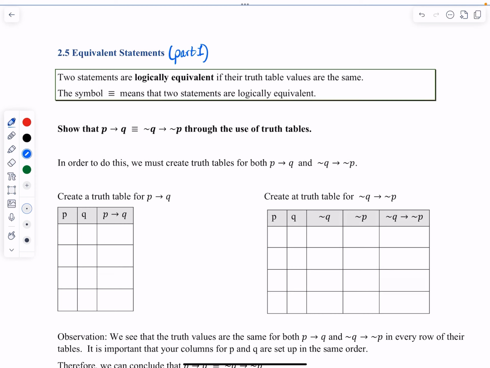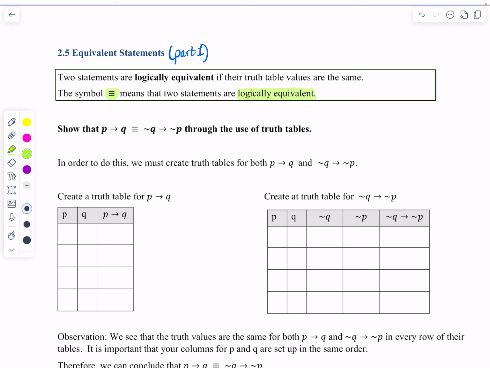This is 2.5, equivalent statements, part 1. So, two statements are logically equivalent if their truth table values are the same. So we see the symbol here, and it looks like an equal sign with an extra line underneath it. That means two statements are logically equivalent. So we'll use that symbol when we're talking about two things that are logically equivalent.